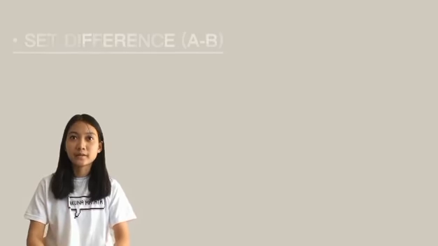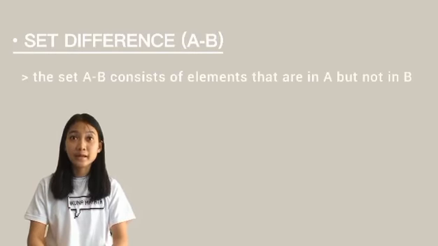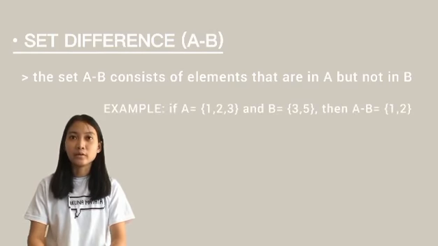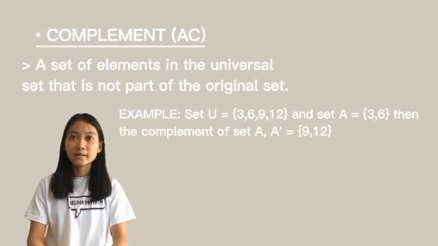Third is set difference. The set A minus B consists of elements that are in A but not in B. Example, if A = {1, 2, 3} and B = {3, 5}, then A minus B is equal to {1, 2}. Next is complement. A set of elements in the universal set that is not part of the original set. Example, set U = {3, 6, 9, 12} and set A = {3, 6}, then the complement of set A, A', is equal to {9, 12}.